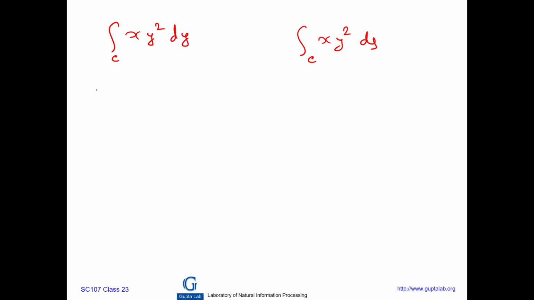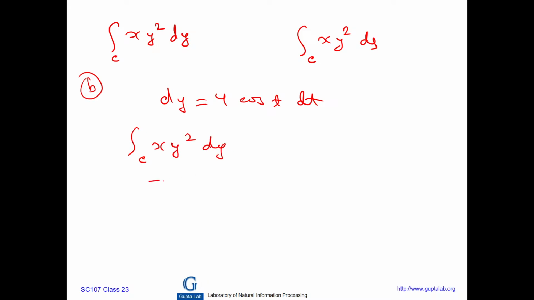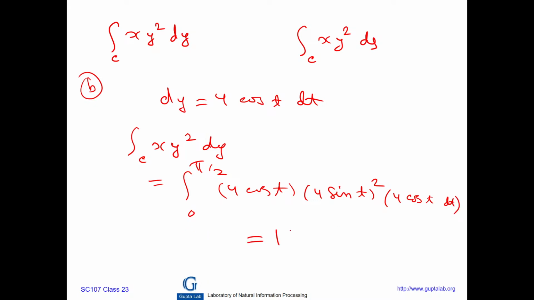So in this case B, dy is equal to 4 times cos t dt. So integration along C of x y square dy is equal to integral 0 to pi by 2 of 4 cos t times 4 sin t whole square times 4 cos t dt. Simplification will give you 16 pi. That I leave it to you. Similarly, the last one I will write down.